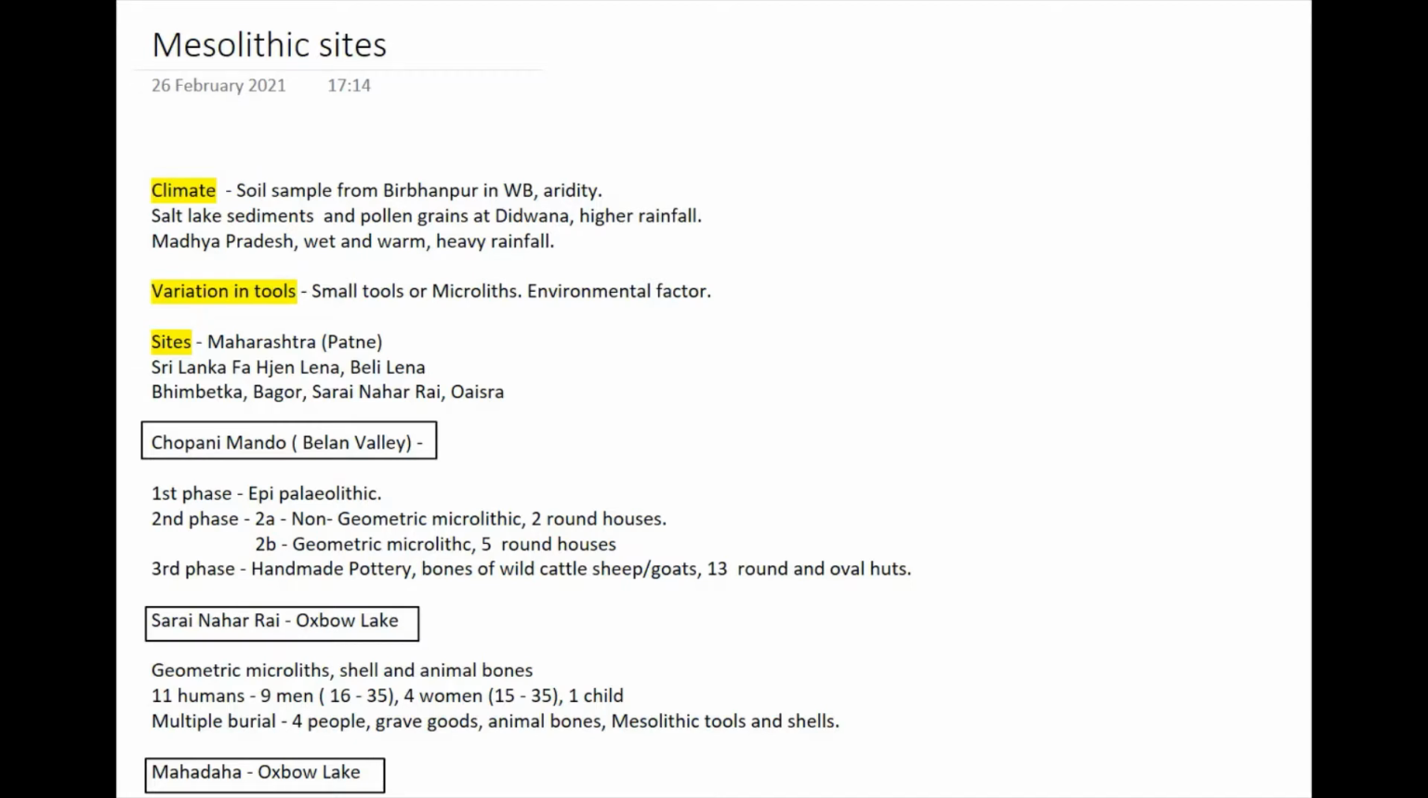In the last video we talked about Upper Paleolithic sites, and in this video we will be talking about Mesolithic sites. First we'll talk about the climate, then the variation in the tools, then we'll proceed towards the sites.